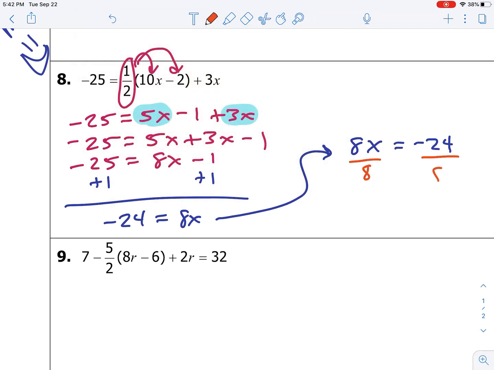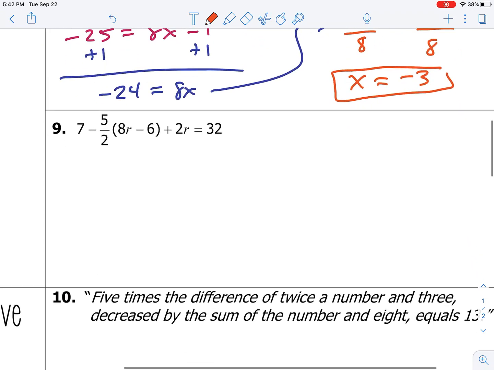Here I've just turned the problem around, so I have my variable on the left. What is negative 24 divided by 8? It is negative 3. So let's take a look at number 9 next.